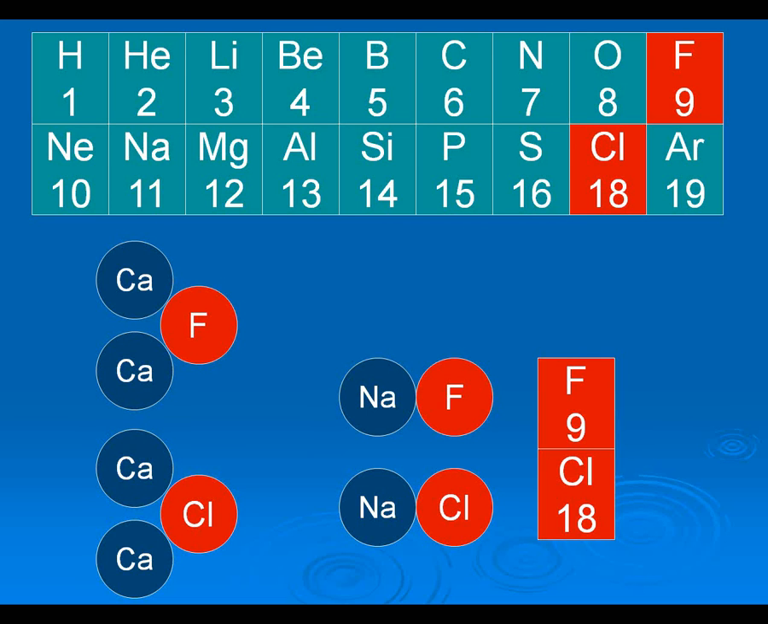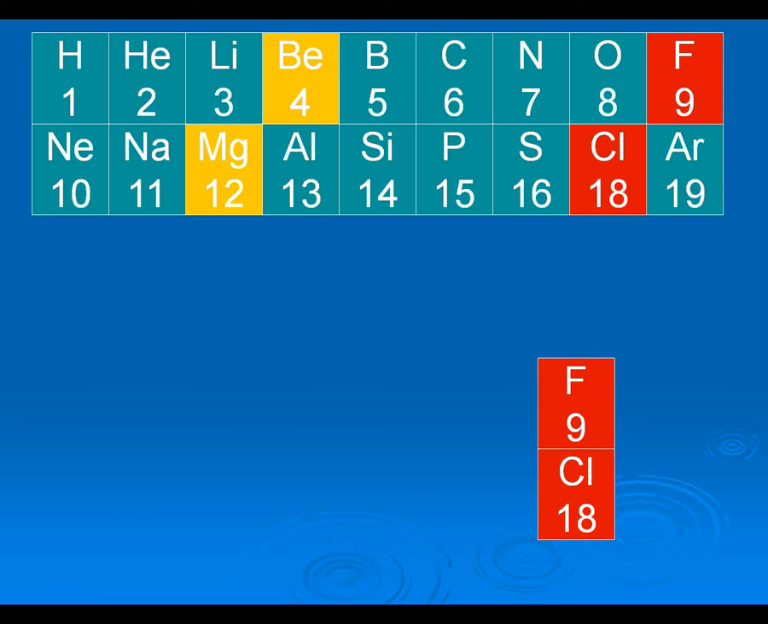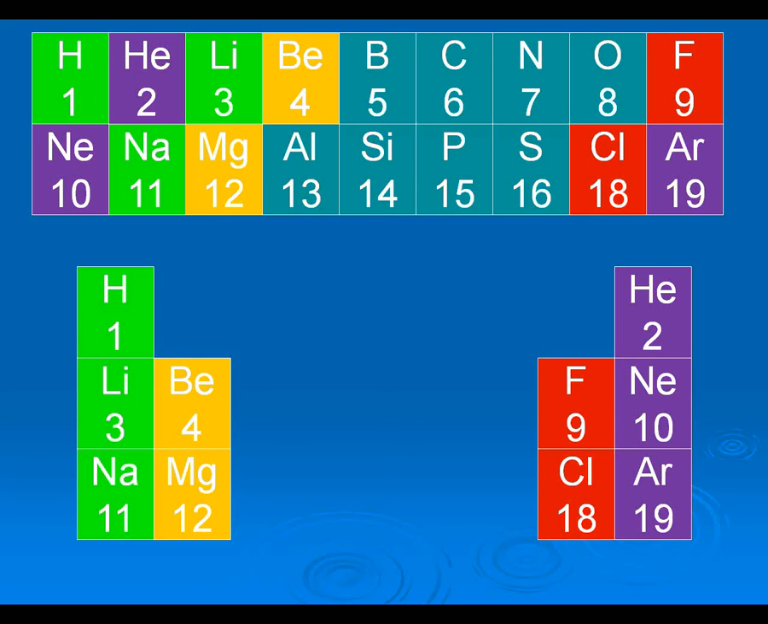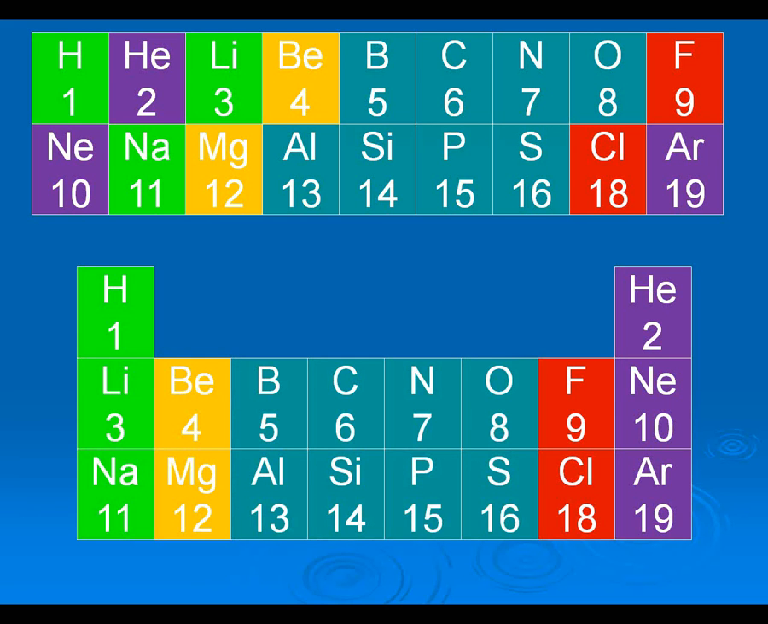There are other pairs of elements in this set that have similar properties. Another pair is beryllium and magnesium. So they're in the same column. Another pair, or trio actually, is helium, neon, and argon. There they are. And then we have hydrogen, lithium, and sodium. And then the rest of them.